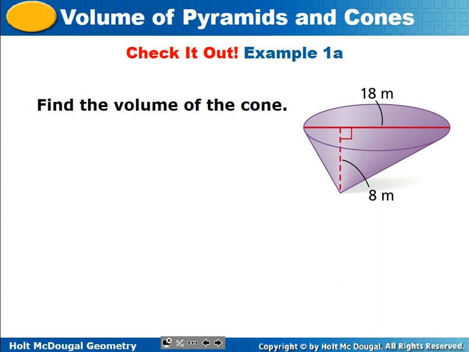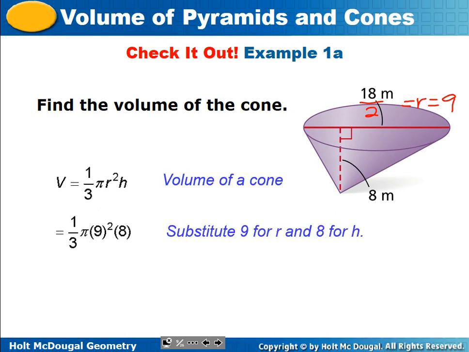Okay, so the very first thing I notice is that I don't have the radius of this cone, I have the diameter. So to get the radius, I have to divide the diameter by 2, so our radius is going to equal 9. Then I can do the rest of the problem because now I have the radius and the height. So again, remember, I would do it this way: 9 squared times 8 divided by 3 with pi at the end, because I can do this in my calculator just like that.